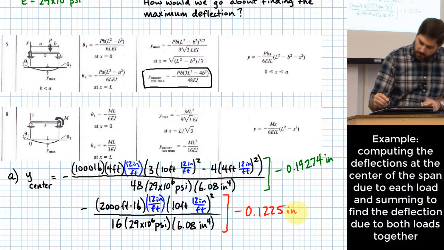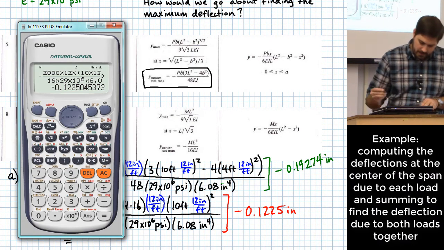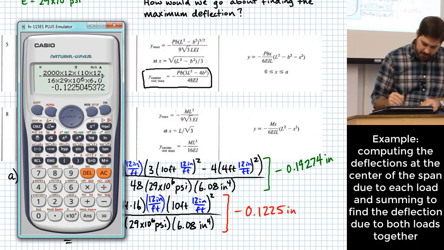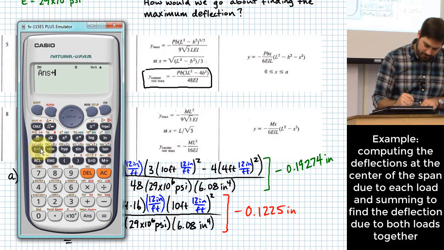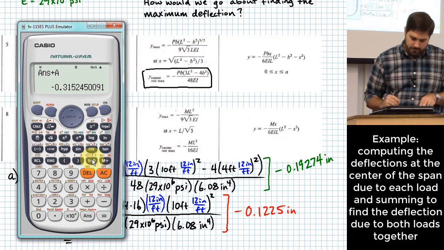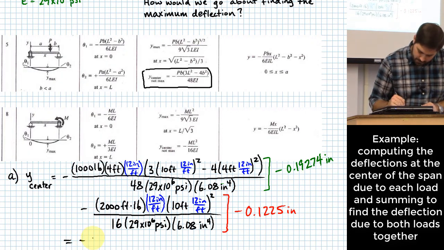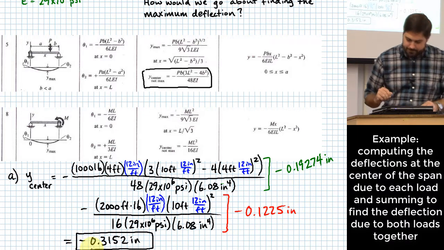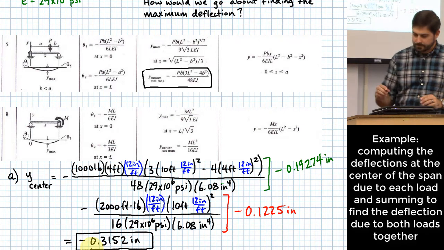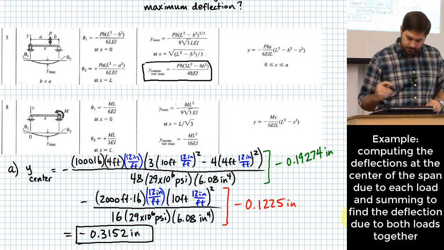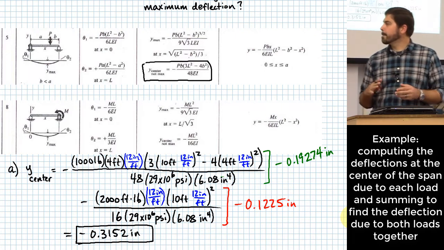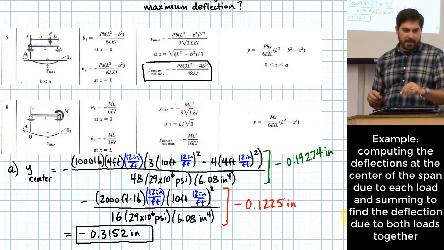Okay? So overall, this ends up giving me, I had stored that last result into A, so I'll take what I have here and add what I had in A. Okay? 0.3152. Negative 0.3152 inches. All right. Not too bad for part A.